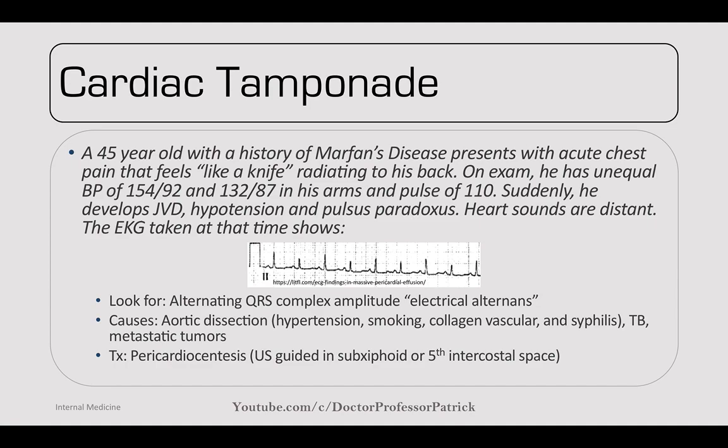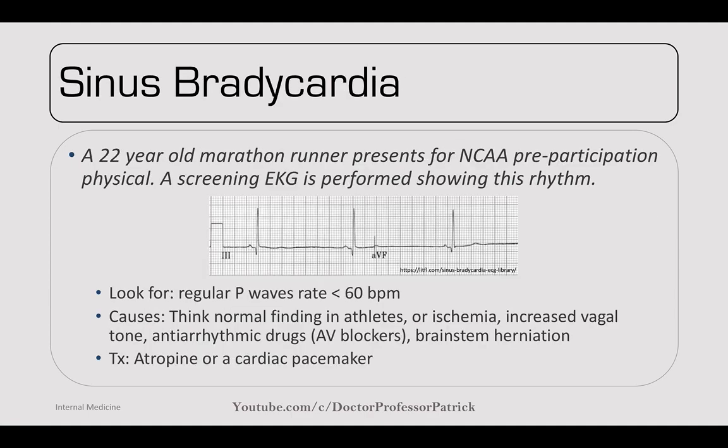You're going to get larger and smaller electrical deflections on the EKG, and that's because the pericardium is filled with blood. So causes are aortic dissection, TB, and metastatic tumors, and your treatment is going to be a pericardiocentesis. You're going to take an ultrasound, guide it into the subxiphoid or fifth intercostal space, and you want to rapidly drain the blood so the heart can fill up. It can regain that preload and start pumping out to the body again.